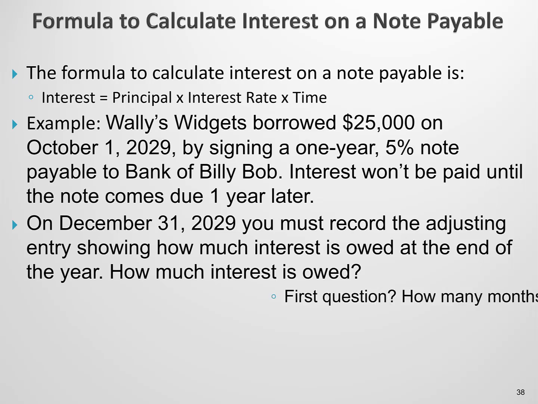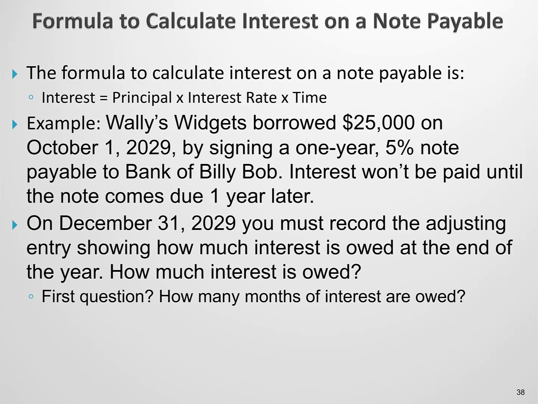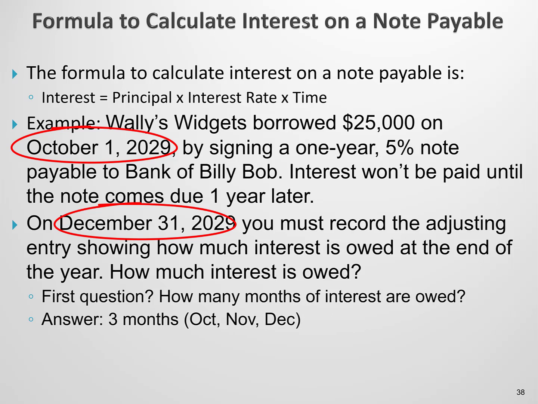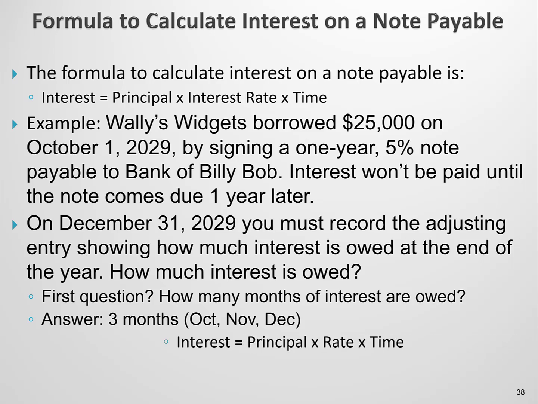Well, our first question is how many months of interest are owed? So notice the note was signed on October 1st and it is now December 31st. So how much time has passed? How many months? 3 months. October, November, and December. Now we just need to write down the formula again. Interest equals principal times rate. Rate just means interest rate. Times time. And now we just need to plug in the numbers.